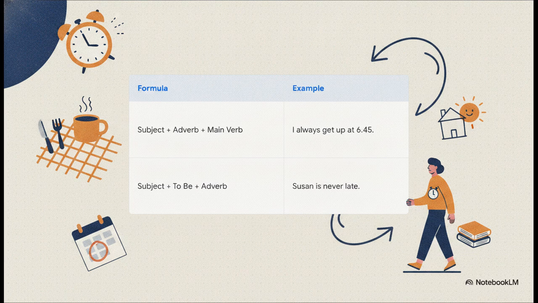Formula 1 applies to almost all main verbs. The adverb goes right before the main verb. It's subject, then adverb, then main verb. For example, "I always get up at 6:45." You wouldn't say "I get up always." But there's a big exception.